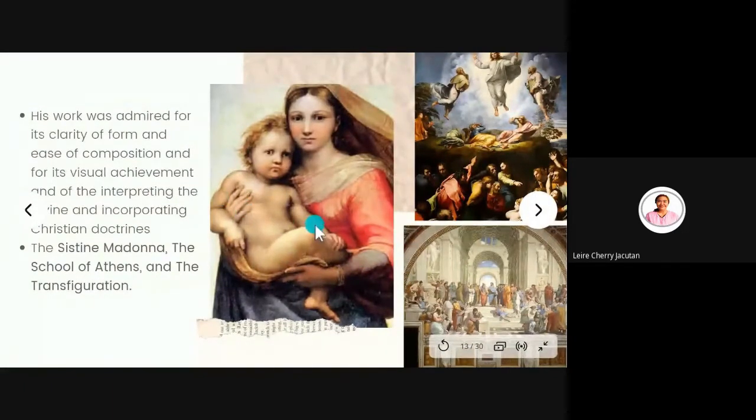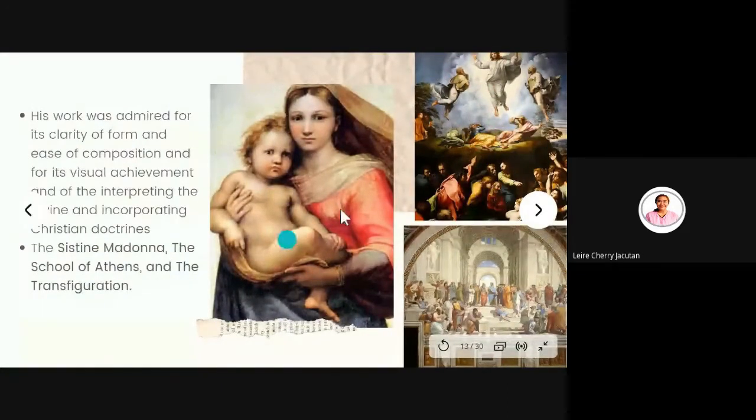So his work was admired for its clarity and form and ease of composition. Sabihin natin composition is yung structure ng kanyang work, and for its visual achievement and of the interpreting the divine and incorporating Christian values. So nakita naman natin, di ba, dito sa mga gawa niya, like this one, Sistine Madonna, and then the School of Athens, ito yung discuss natin last time, na inanalyze natin in terms of principles of design. And then this is the Transfiguration painting.